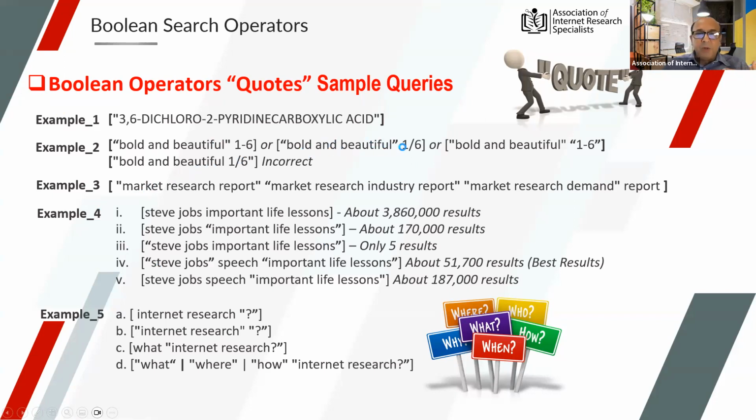Similarly, if it is Bold and Beautiful and you wrote 1 divided by 6 or 1/6, it would again mean the same thing as 1-6, because here again the search engine is making its assumption. It's relating to what's inside of the quotes. And with reference to what you have mentioned in the quote, it would act to look for season 1, episode 6.